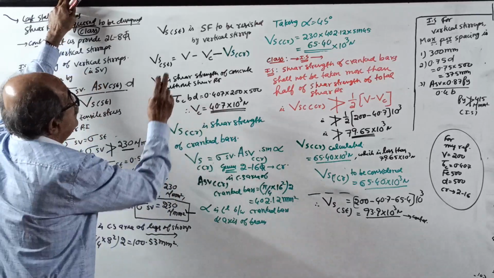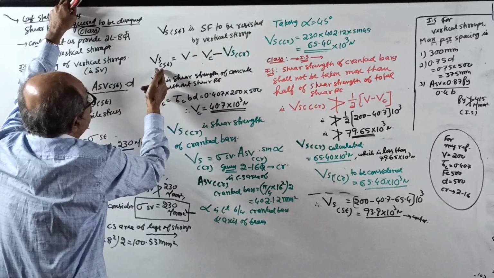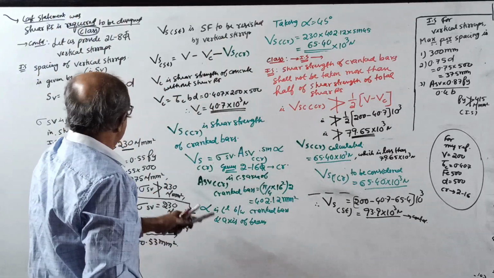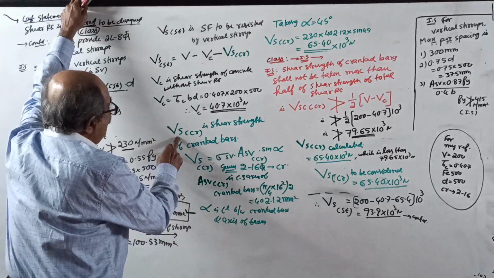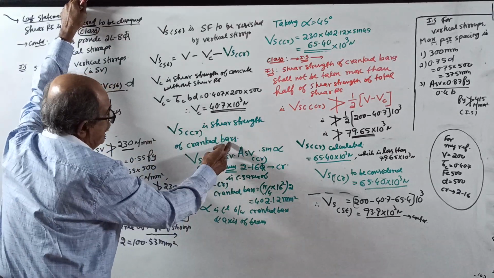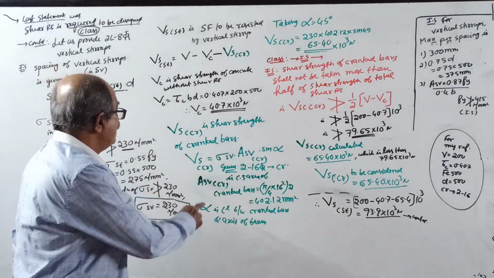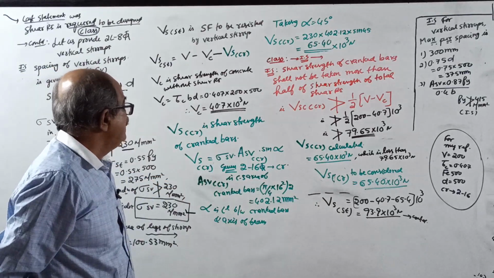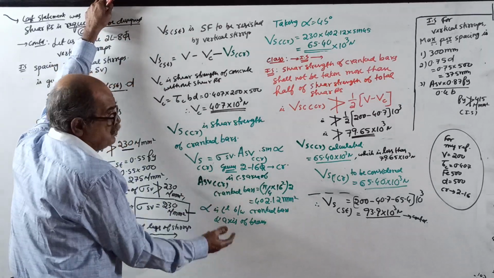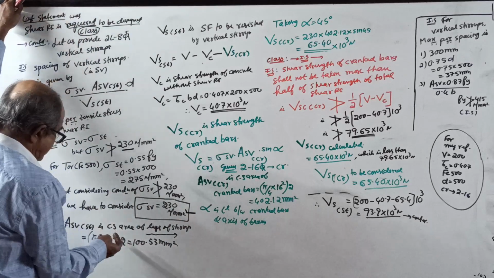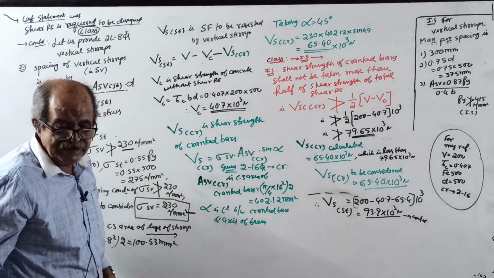Now the new term. Earlier, V is known and VC is known, and this was not there. You substituted VS in the formula and got the spacing. But now it is not that way. VSCR is the shear strength of cranked bars. I told the formula, all in green color: VSCR equals sigma SV ASVCR sin alpha. As usual, sigma SV is 230 only, same as for the shear reinforcement, so once again it is not required.